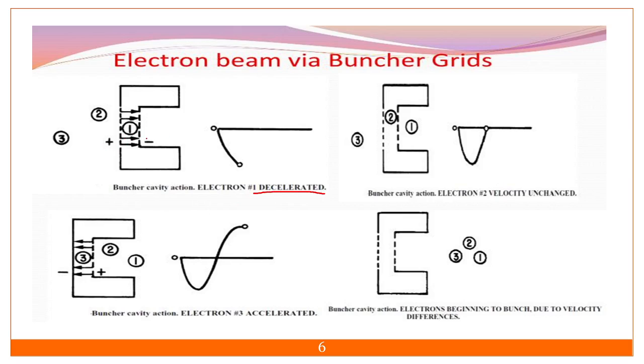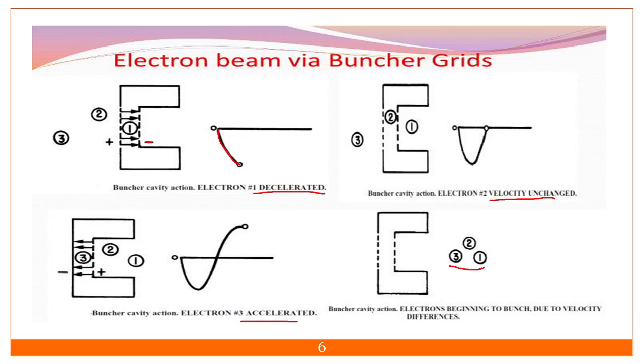The electron has negative potential, so it gets retarded, that is, de-accelerated. For the second electron, we do not do anything; we keep the polarity of the buncher cavity such that the electron velocity is unchanged. In the third case, we change the polarity, so the third electron, which has less velocity, has its velocity increased and is accelerated.